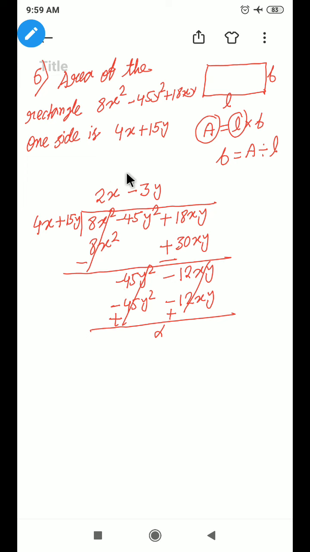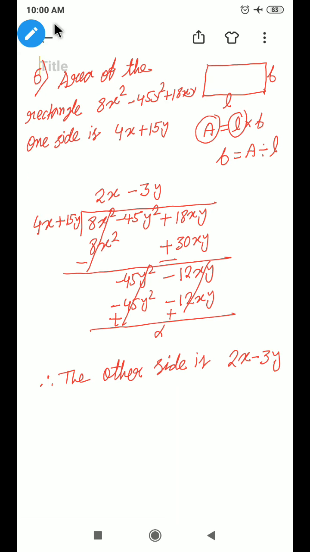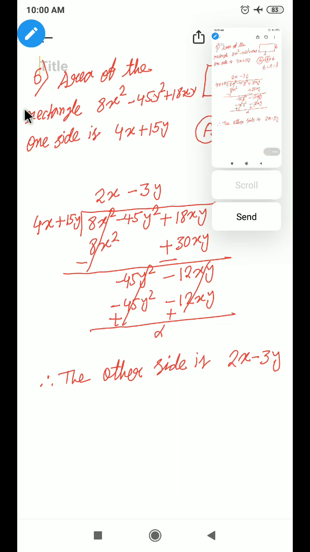So therefore the other side is 2x minus 3y. So in this way you can solve the rest of the problems in this exercise. Thank you everyone.